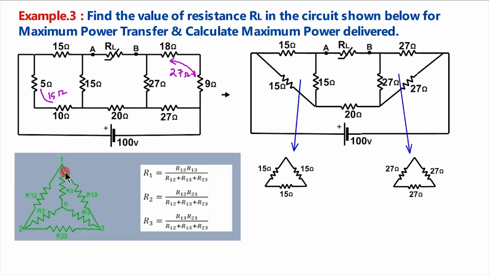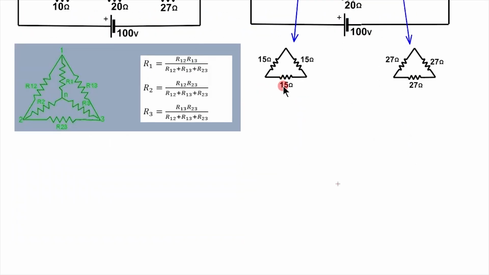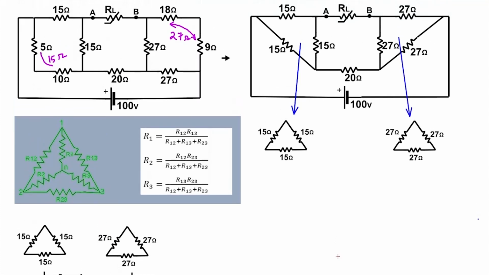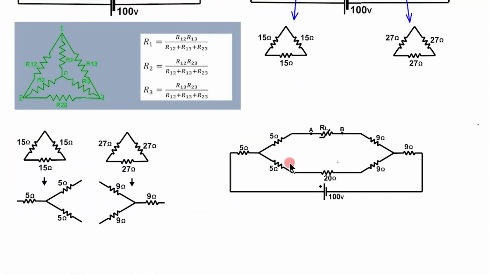That means the value of this star connected resistance is the product of the two resistances coming on both sides divided by the sum of the three resistances. So after converting like that, this delta connection becomes like this, and this delta connection becomes like this. Now we can redraw this figure like this. This delta connection we have converted to star, and on the other side the delta connection is converted to star. Now our figure becomes like this.